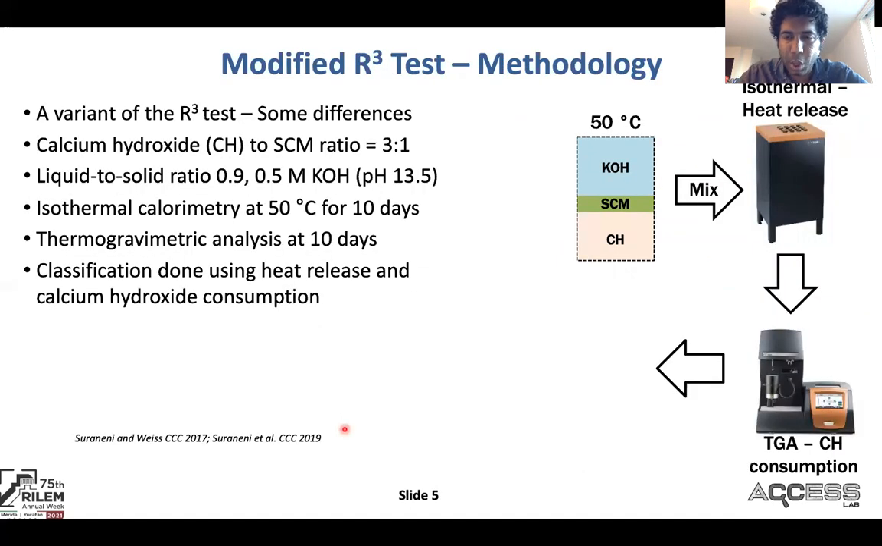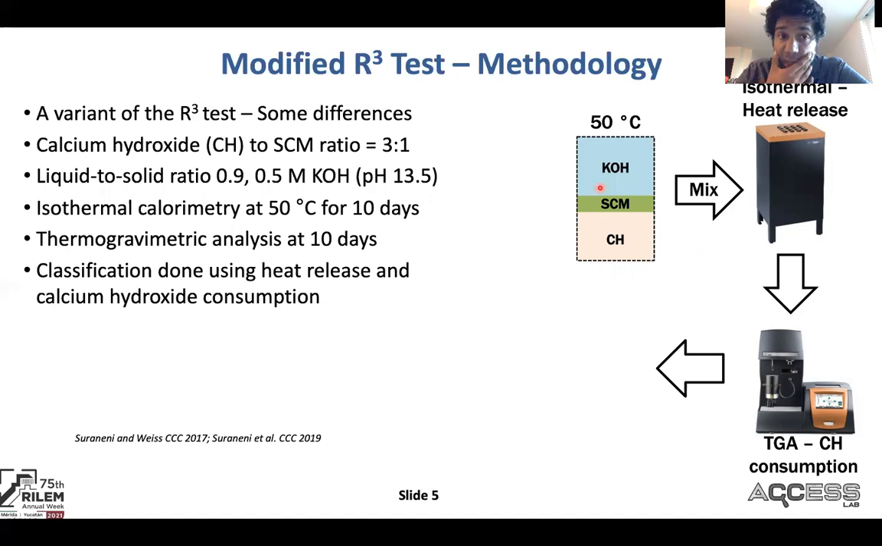The test that I'll talk about for the remainder of this talk is the modified R3 test, which is something that I developed with Jason at Oregon State. So this is a variant of the original R3 test, which was developed at EPFL. Now, in this system, we have calcium hydroxide to SCM in a 3:1 ratio. It's run in a simulated pore solution, 0.5 molar potassium hydroxide, pH 13.5, liquid to solid ratio of 0.9.